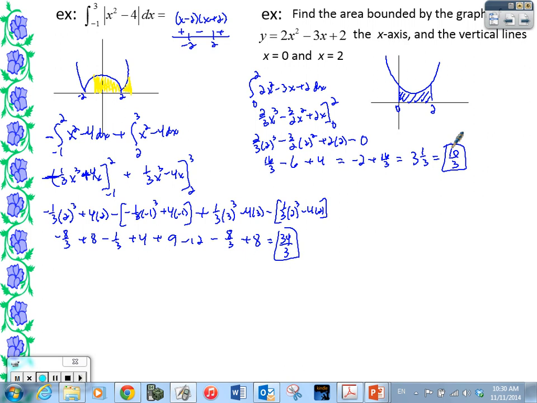Okay. How are we with our first look at definite integration with the fundamental theorem of calculus? We okay? All right, let's practice.